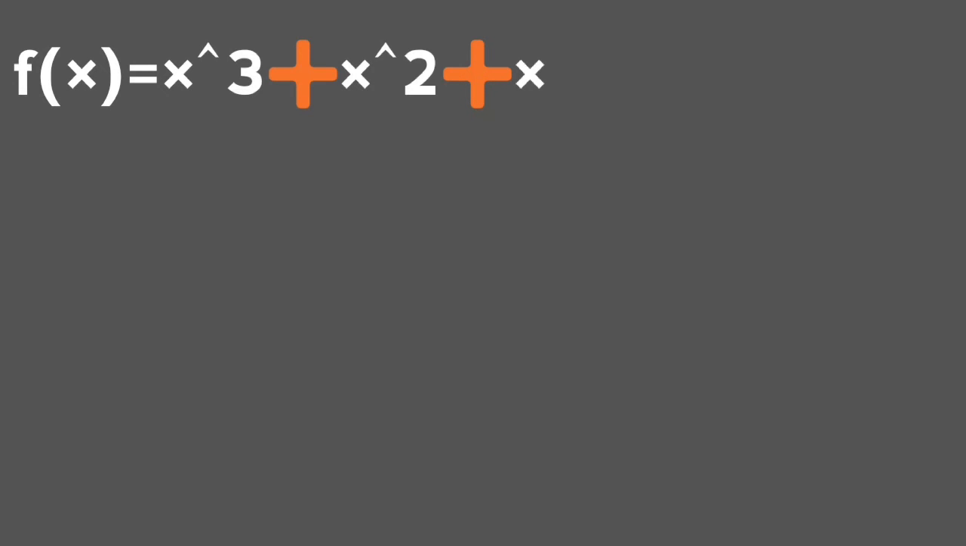So let's have our fourth sample. f of x equals x cubed plus x squared plus x. So when you are asked to find f of negative 3, you will replace again every x with negative 3. So this is what it looks like.